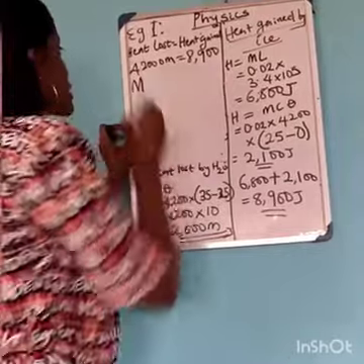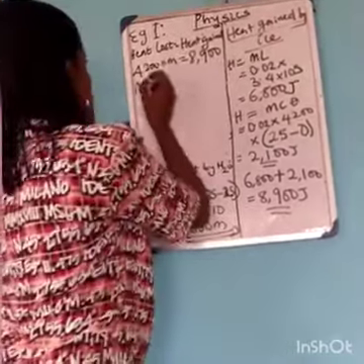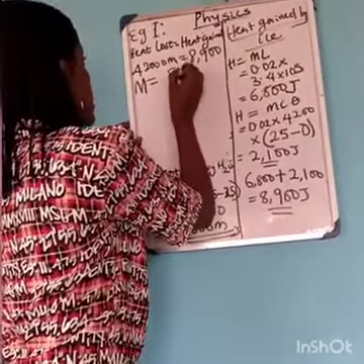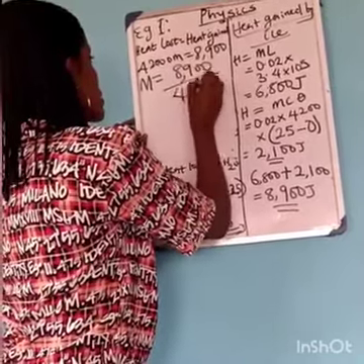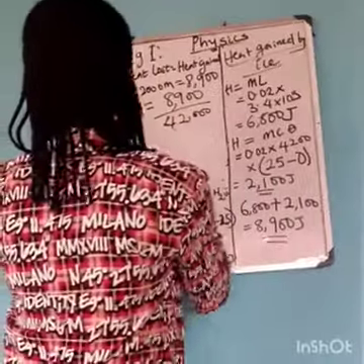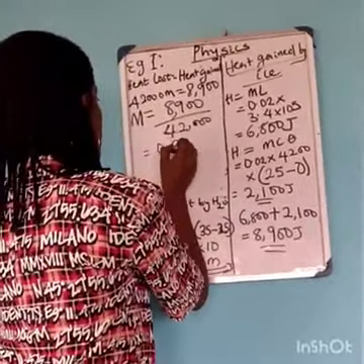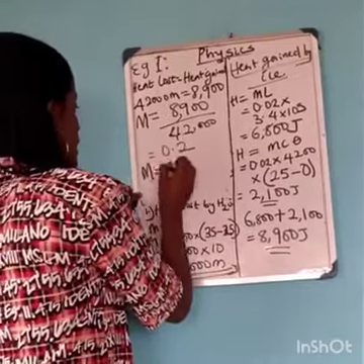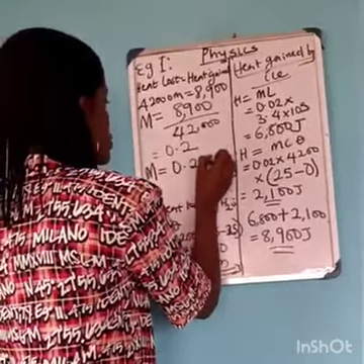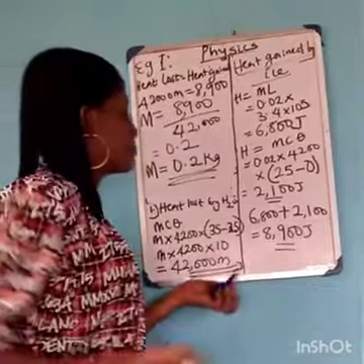Therefore, M, which is the mass of the water, is equal to 8,900 over 42,000, which gives us 0.2. Therefore, the mass of water is 0.2 kilogram.